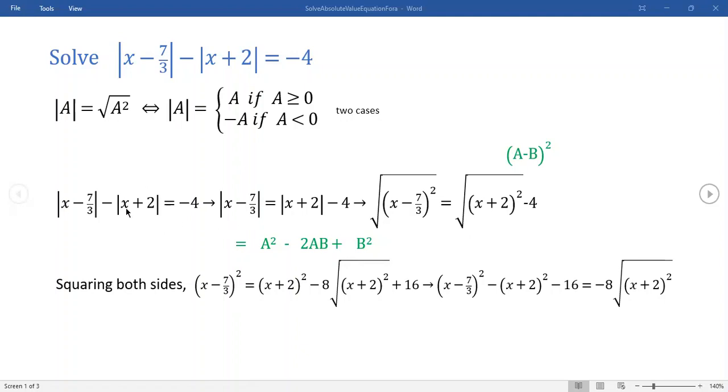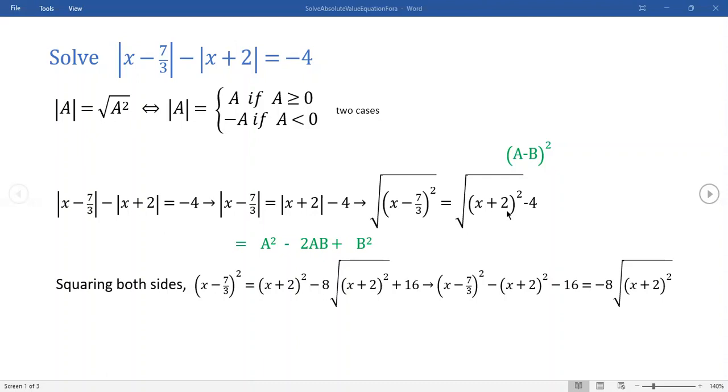Now, all I did on this very first step was bring the absolute value of x plus 2 to the other side. And then at this stage right here, I just changed it to the absolute value definition. See, here this says absolute value of x minus 7 over 3. Well, the square root of the quantity x minus 7 over 3 squared is the absolute value of it based on this definition here, and the same right here.